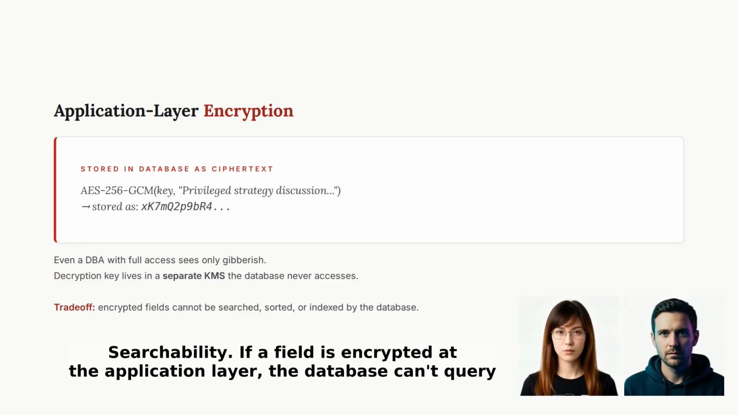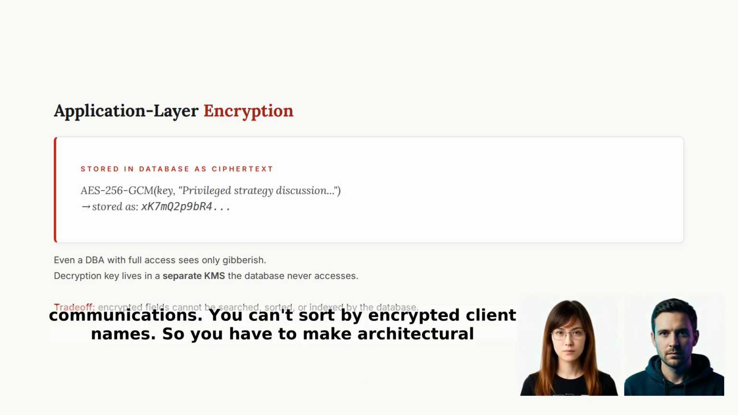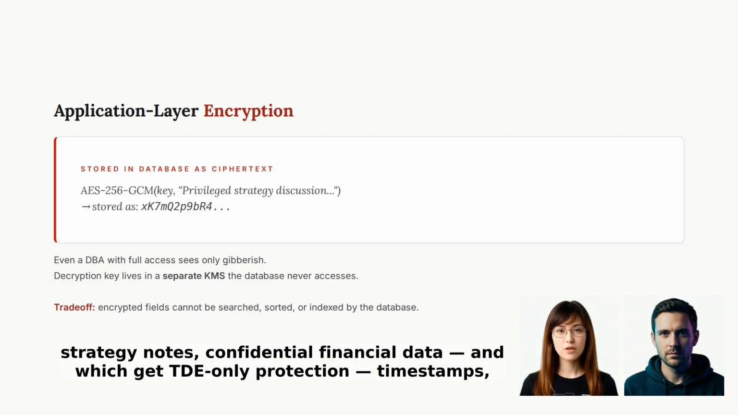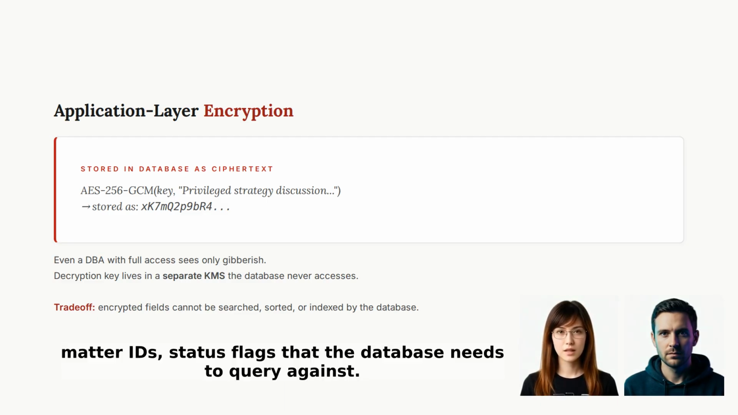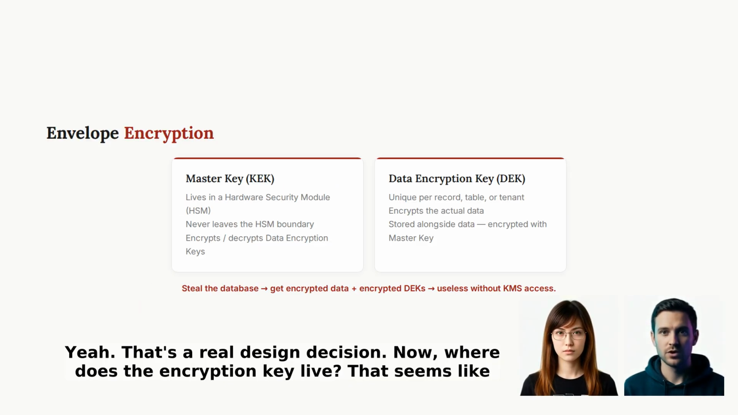Searchability. If a field is encrypted at the application layer, the database can't query it, sort by it, or index it. You can't do a full text search across encrypted client communications. You can't sort by encrypted client names. So you have to make architectural choices about which fields get application layer encryption: privileged communications, litigation strategy notes, confidential financial data, and which get TDE-only protection: timestamps, matter IDs, status flags that the database needs to query against. Yeah, that's a real design decision.